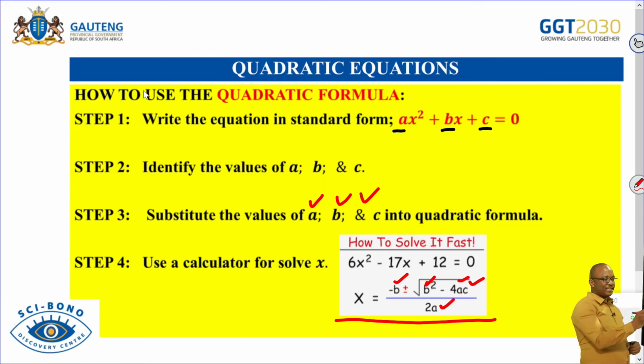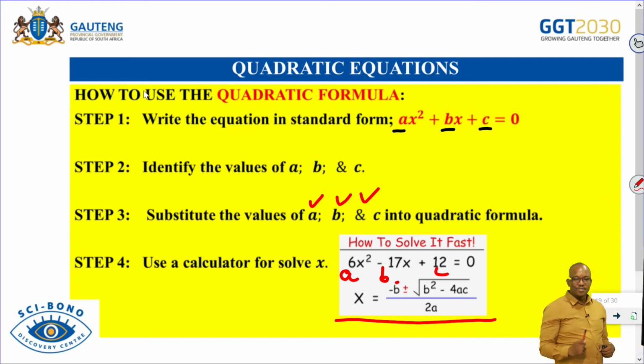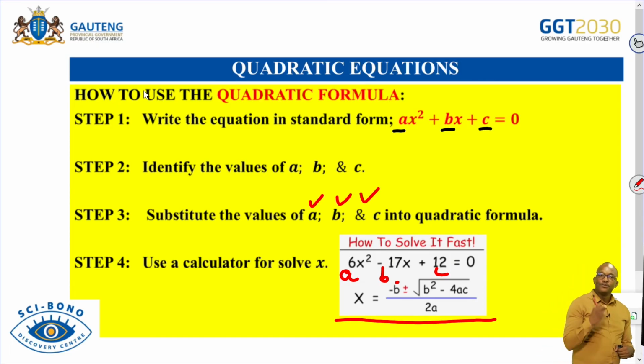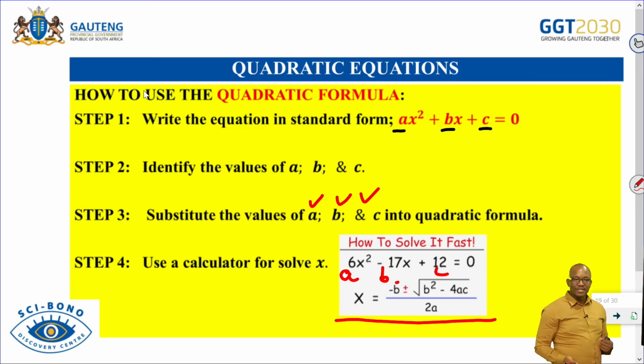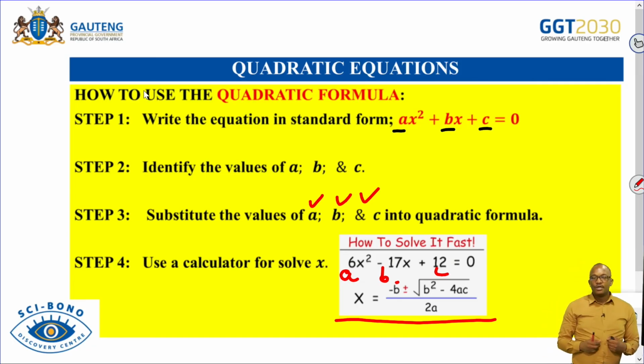Correct. So in this case, you can see that a here is equal to 6. And then b is negative 17, your b is negative 17 and your c is 12. Remember, you take it with the sign. You don't say 17. Your b is negative 17. Then from there, you can use your calculator to get your x values.